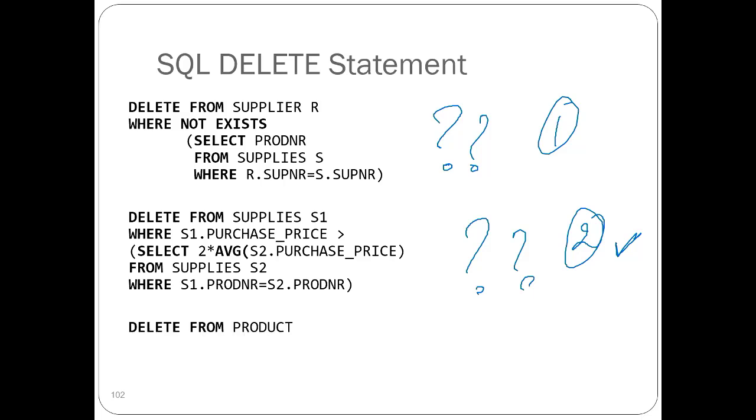And what is the last query doing here? Query number 3. Delete from product. No condition specified. It will do what? Delete all. I mean, all the tuples will be removed.